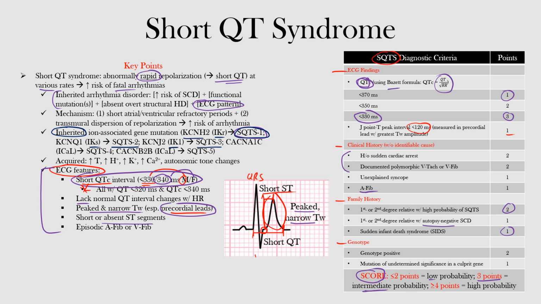Okay, and then we went through this scoring system, this point system that gives you the likelihood of making the diagnosis of short QT syndrome. Remember, we looked at EKG features, factoring clinical history, family history, as well as genotype. Well, that's the end of this lecture. We discussed short QT syndrome, including its prevalence, pathophysiology, EKG features, as well as proposed diagnostic criteria and treatment. I hope you learned something.